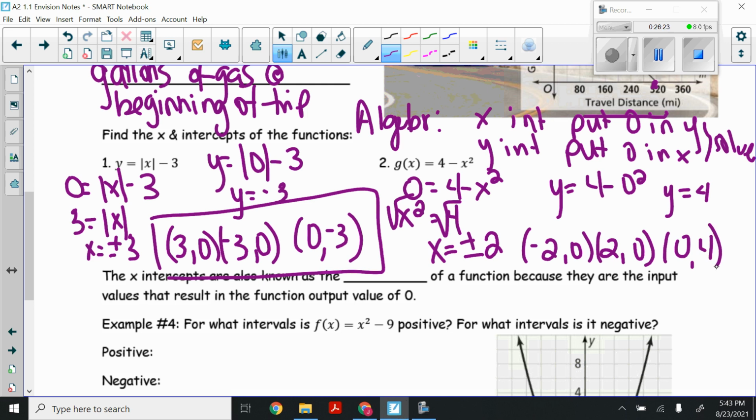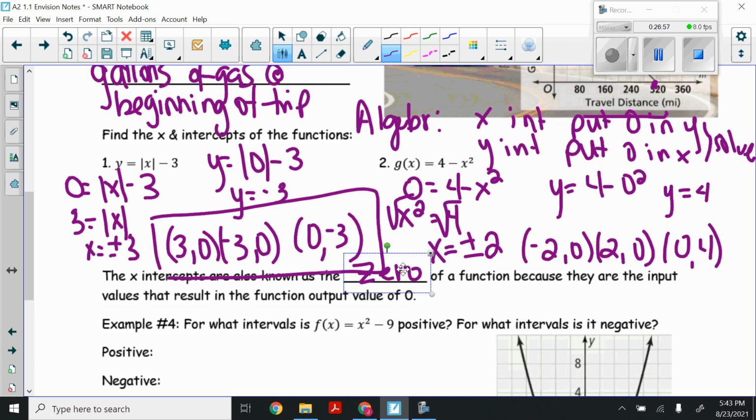All right, next it says the x-intercepts are also known as the zeros of a function. There are lots of names for x-intercepts. They are known as zeros. They're also known as roots. We'll talk about that later. Just know that if they ask you to find the zero of a function, they're just asking you for the x-intercept. It's called that because they are the input values that result in the function output value of 0. So if they ask you to find the 0, they're saying when y is equal to 0, what's the x value?